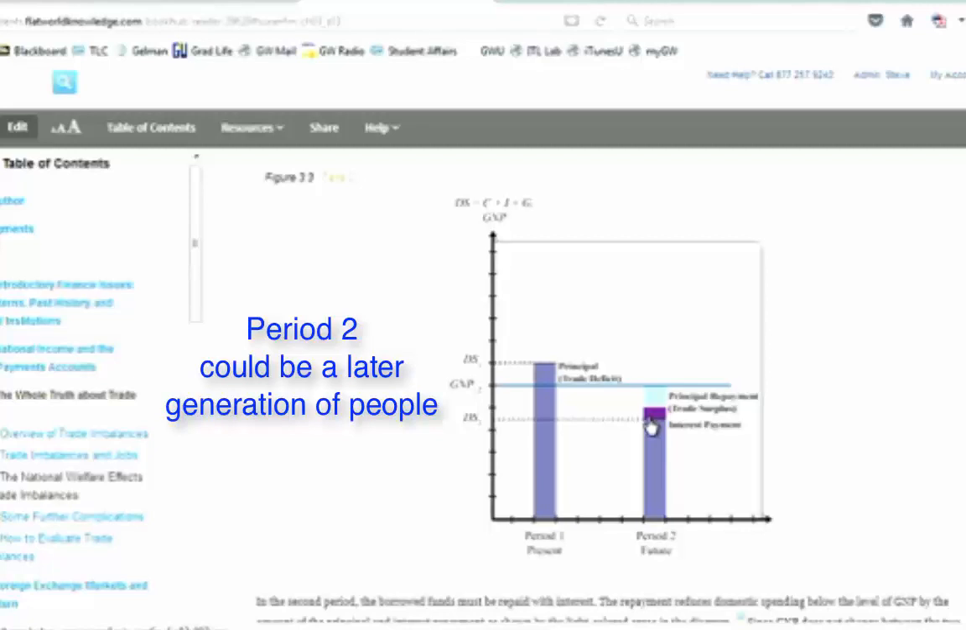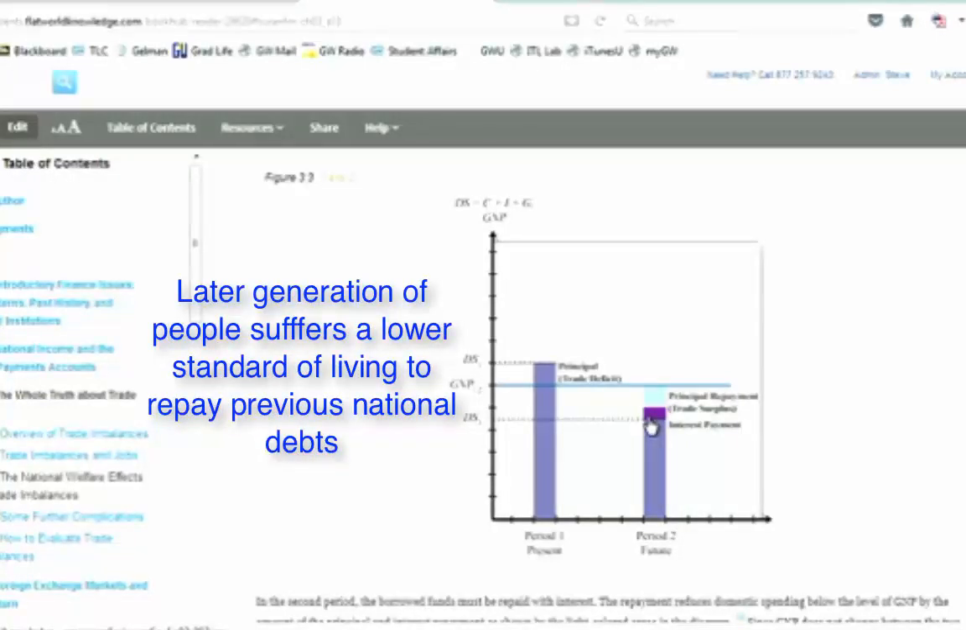It's going to have higher interest payments, perhaps. It's going to have, in one way or another, people are going to suffer a lower standard of living. There's fewer goods to go around because the country as a whole is making a repayment of that debt that was taken out of the earlier periods. So this is the bad scenario and what we'd have to worry about. This is when trade deficits can go bad.